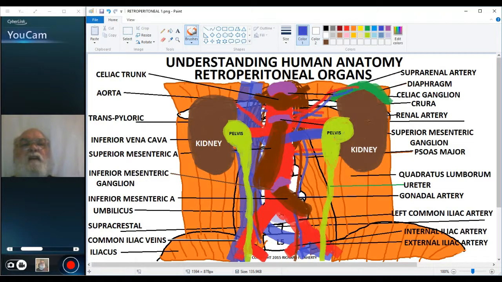On the other side, let me sketch it in right here. And we already have the artery and vein heading to the kidney, so I don't have to touch that up. And this then is the adrenal.